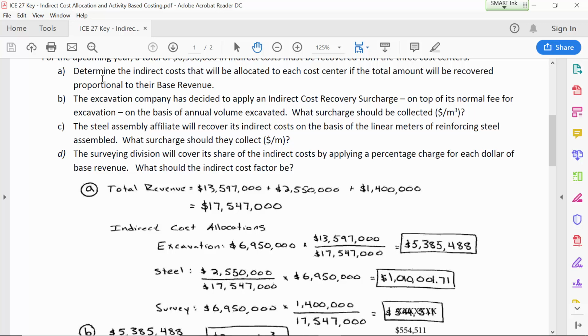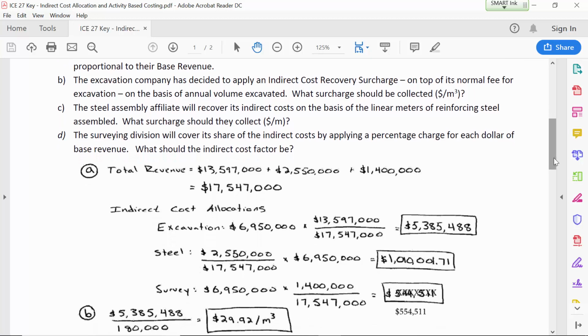And so what we're saying is that here, in the case of the excavation company, they're recovering $5.3 million on the basis of 180 cubic meters of excavation. So that means that they're going to have to tack on an additional fee of $29.92 for every cubic meter that they excavate.